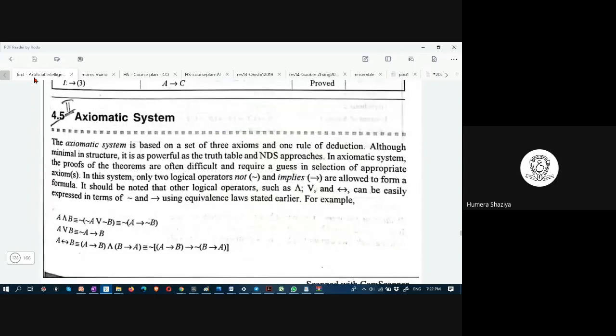Now, in today's class, we will learn axiomatic system. Axiomatic system is based on the set of three axioms and one rule of deduction. Earlier system had different rules, perhaps 10 rules. Here we have got three axioms and one rule of deduction.